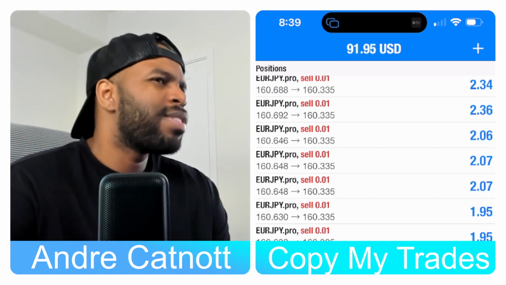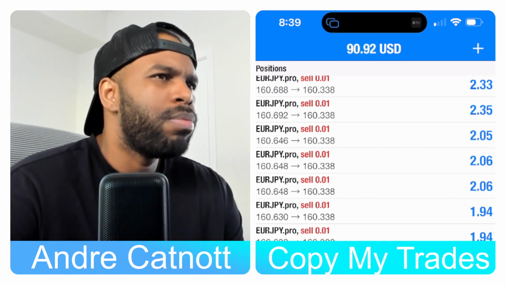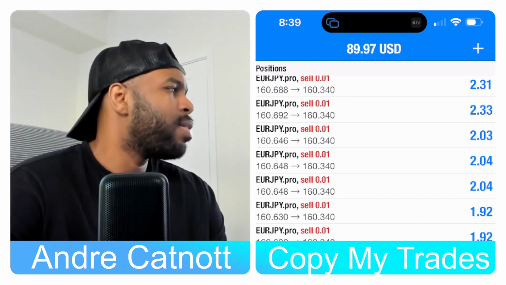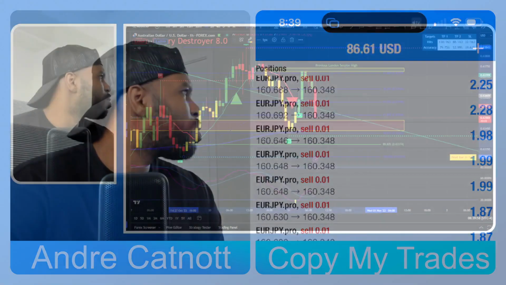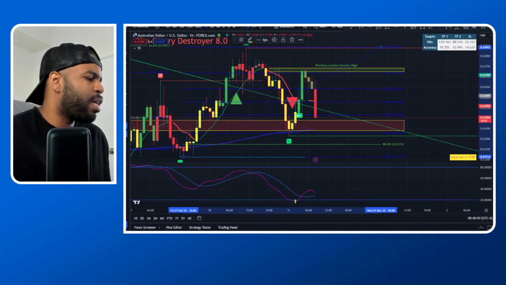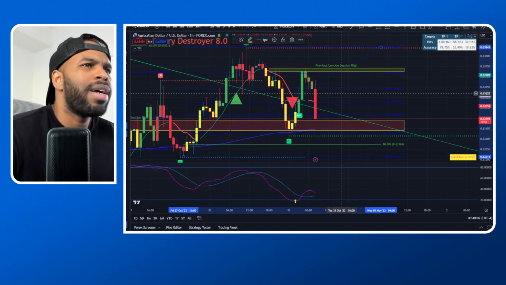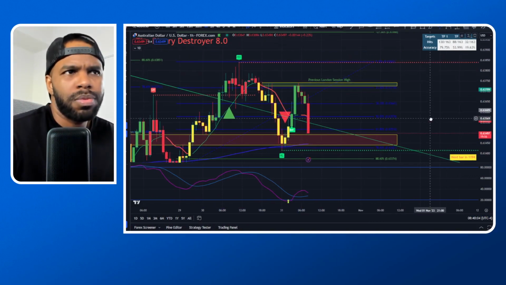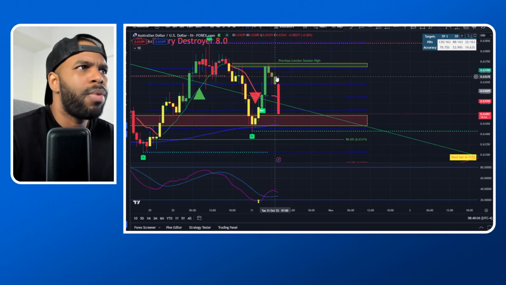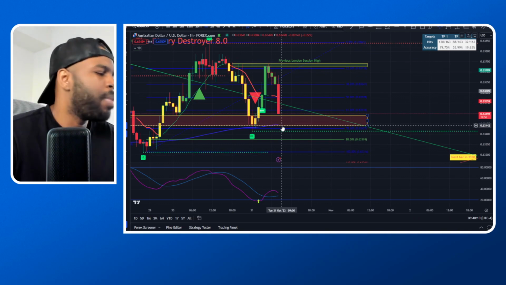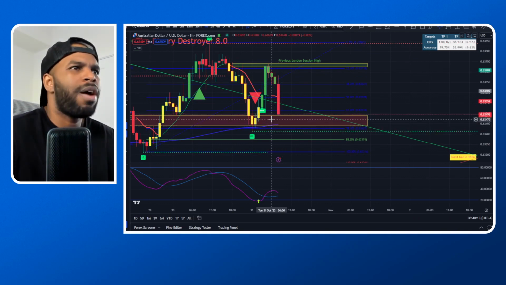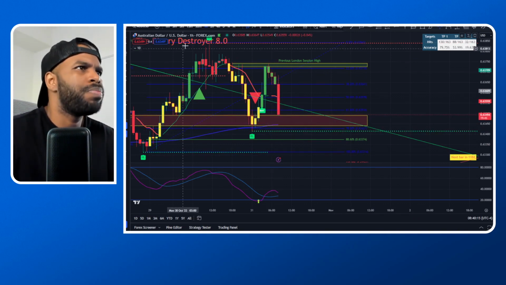See, this is how I trade. I trade zone to zone, guys. Oh yeah, I'm not even showing you guys what I'm looking at. This is how I trade. I look at zones. I trade zone to zones. So I wait for price to come back down to one of these zones, and I'm either waiting for a rejection or I'm waiting for a break and retest.